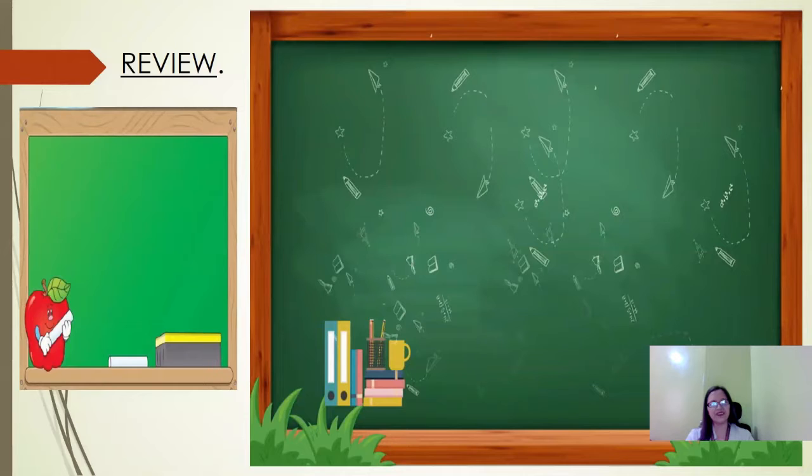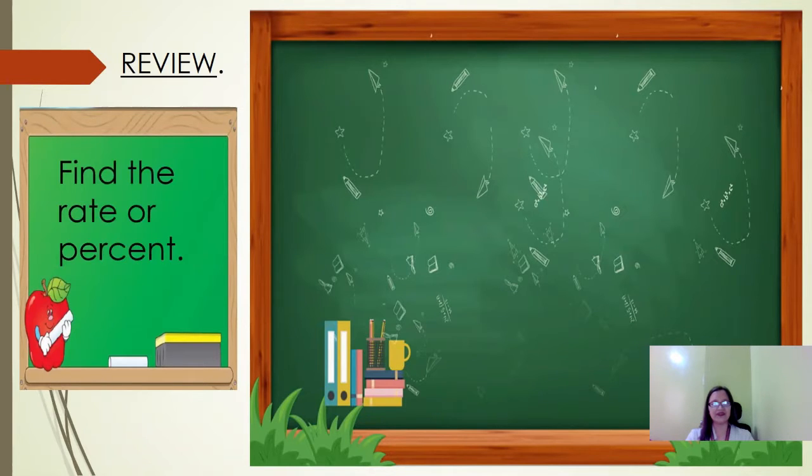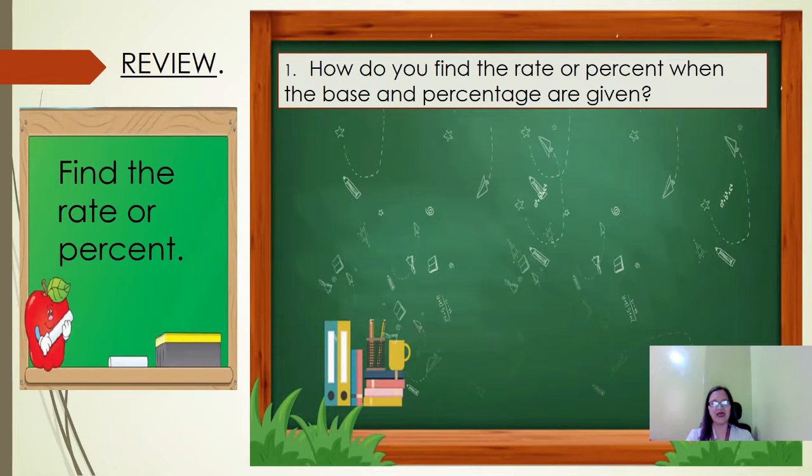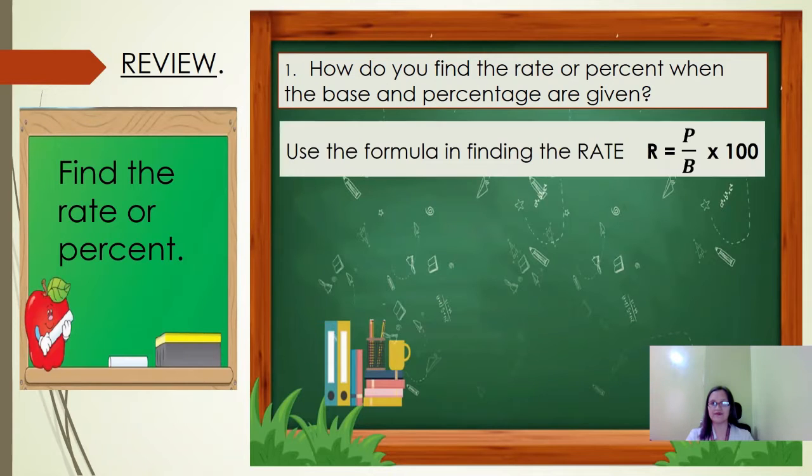Now, class, do you still remember our lesson about the rate, base, and percentage? Let me see if you still know how to get the rate if the base and percentage are given. So let us find the rate or percent. How do you find the rate or percent when the base and percentage are given? Answer: use the formula in finding the rate. That is R equals percentage divided by base, or R equals P divided by B times 100, then affix the percent sign.